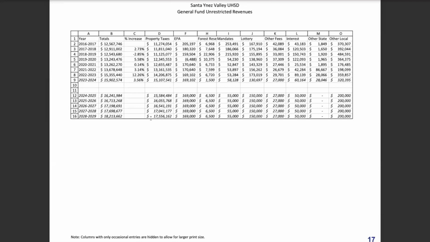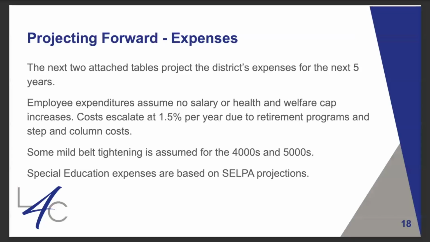But there's some other money the district gets. They get something called the Education Protection Account from the state. There's a number of other small pots of money, including lottery. Sometimes people think lottery is a huge part of a district budget. If you look at this, it's less than 1% of the revenues, and so on all the way across the chart there. So that gives us a revenue projection that we'll come back to, but now we're going to look at expenses.